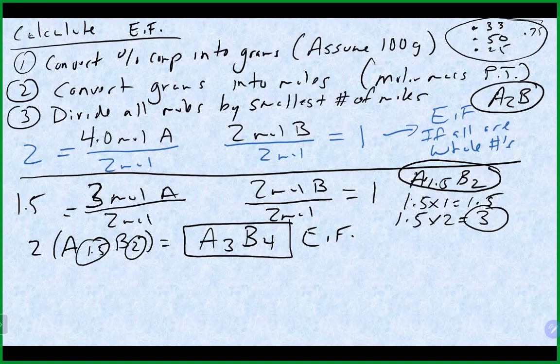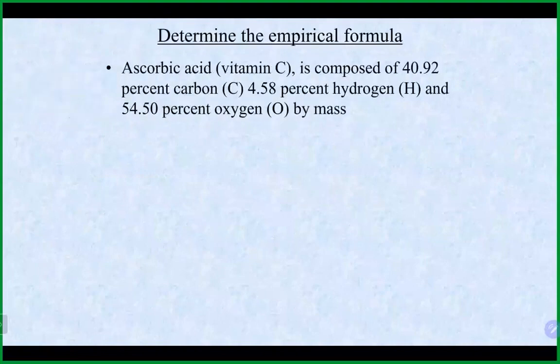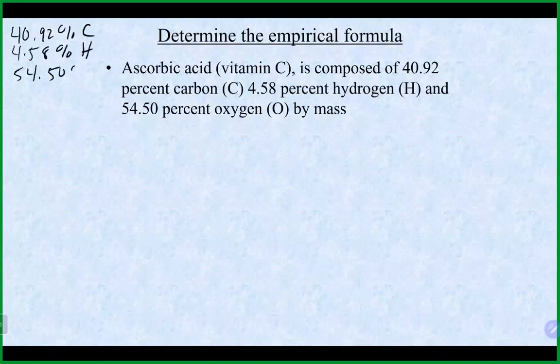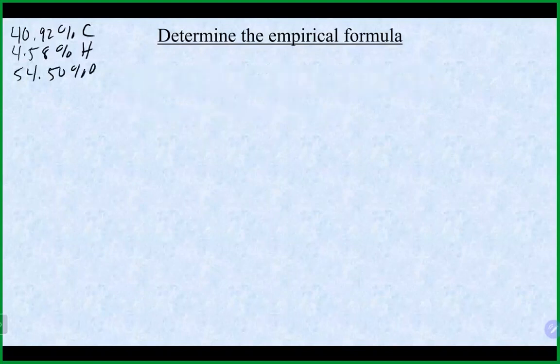So let us look at one with real numbers here and see how it goes. We'll take a look at the example together, which is here somewhere. There it is. We want to determine the empirical formula of vitamin C. It was found to be 40.92% carbon by mass, 4.58% hydrogen, and 54.5% oxygen by mass. All right.